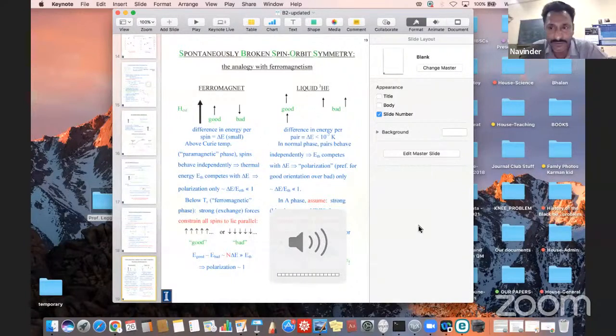Yeah, Professor Leggett, this is regarding the pairing mechanism in liquid helium-3. In the BCS superconductors, the phonons are mediators of the pairing. So in the case of helium-3, is it the van der Waals forces, or is it the magnetic spin fluctuations, which are the mediators of the force binding the two helium-3 atoms together?